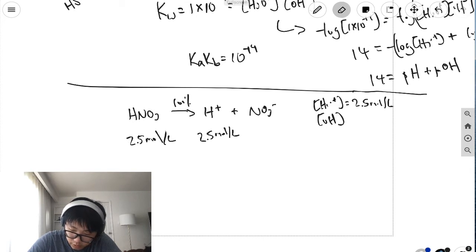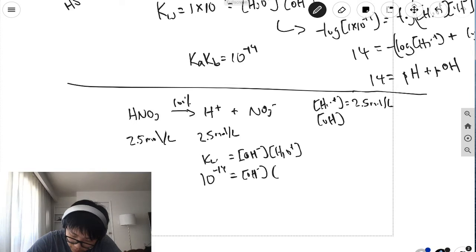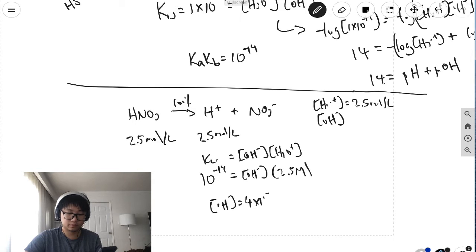Okay, if my pen's going to work. Yeah, so we have 10 to the negative 14, which is Kw. So Kw equals OH minus times H3O plus. Therefore OH minus is the one I want. I can sub in 2.5 molar. So it's just going to be simply 10 to the power of negative 14 divided by 2.5. And the OH concentration is going to be 4 times 10 to the negative 15.